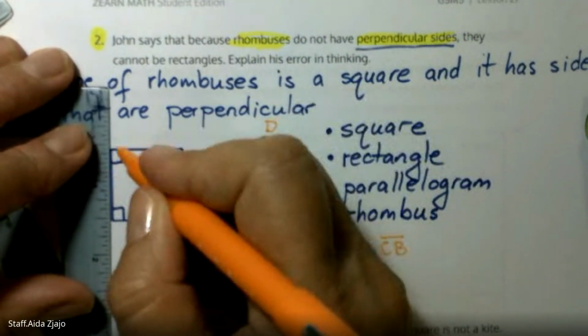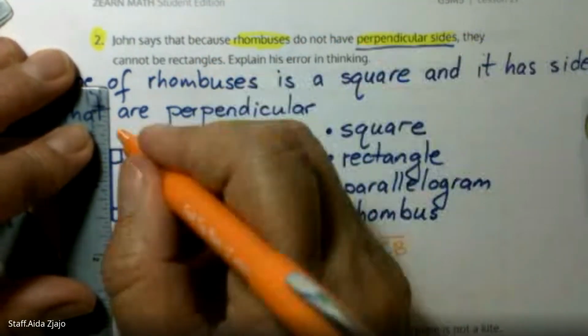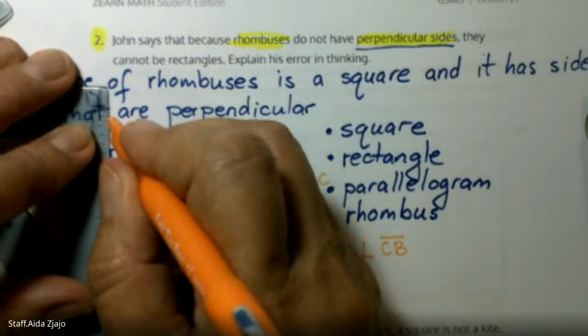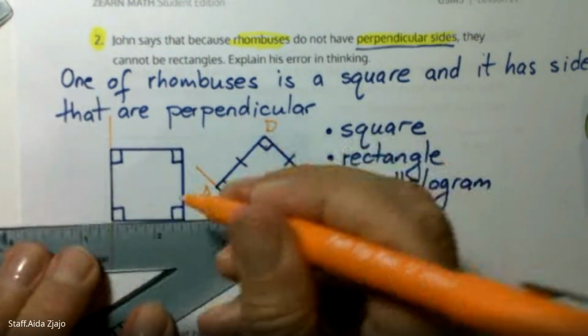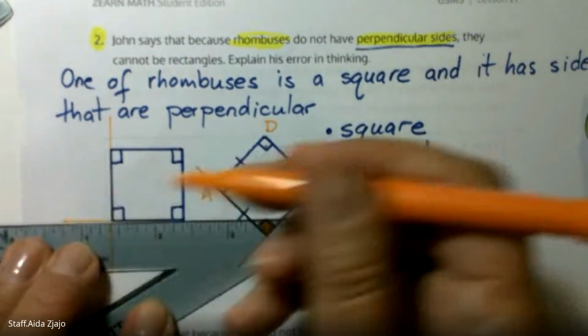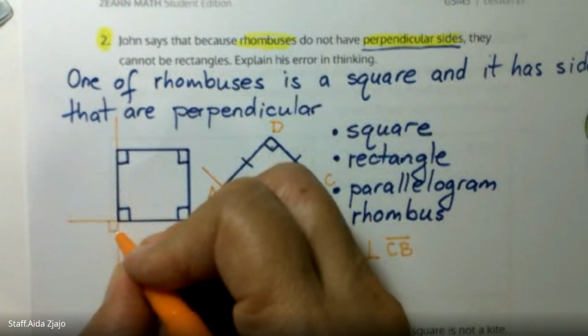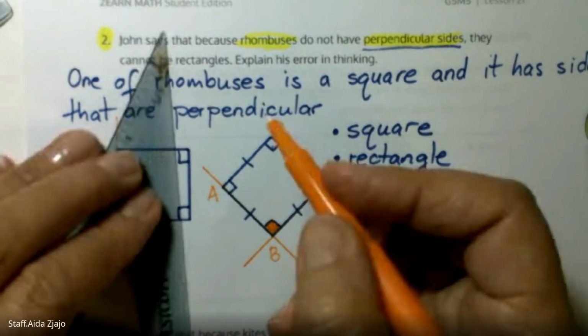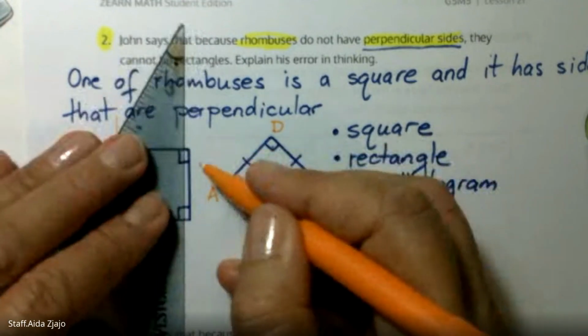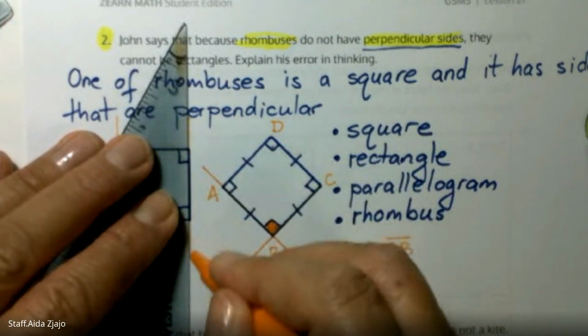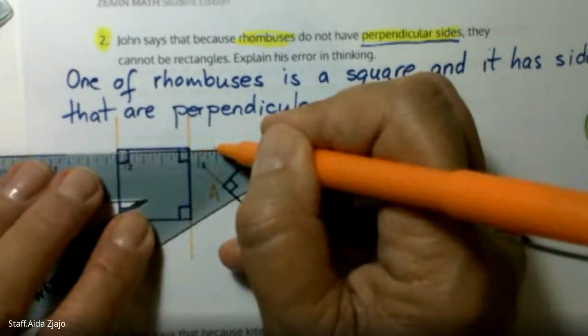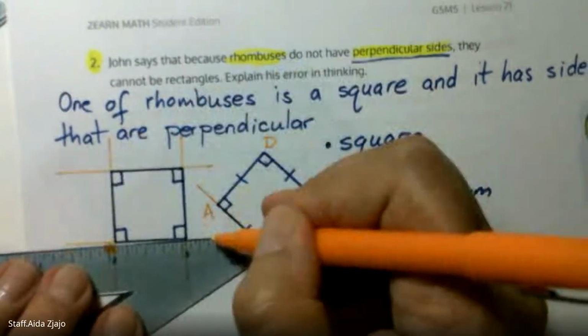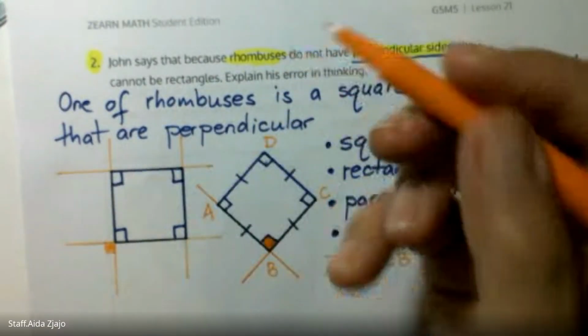So if I extend this line there and this line here, they create a right angle, they create perpendicular sides, or this one here, and that's all they are, perpendicular sides.